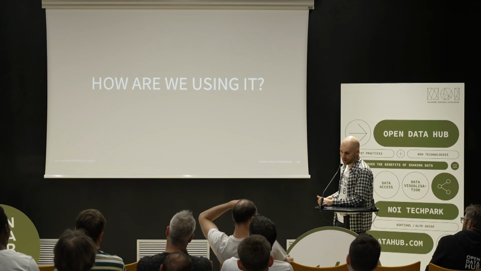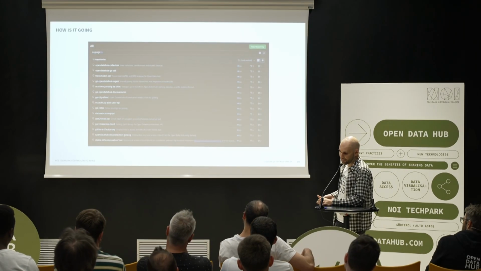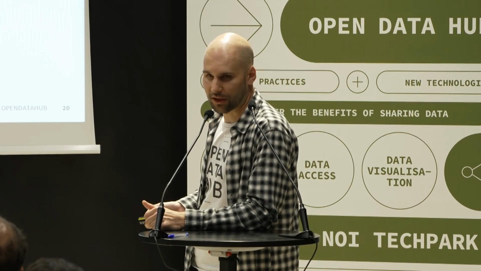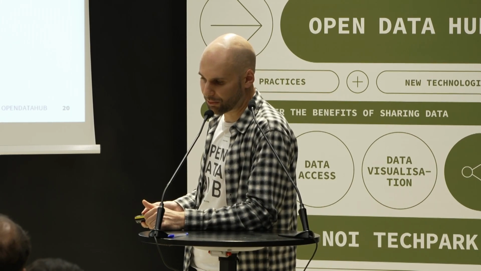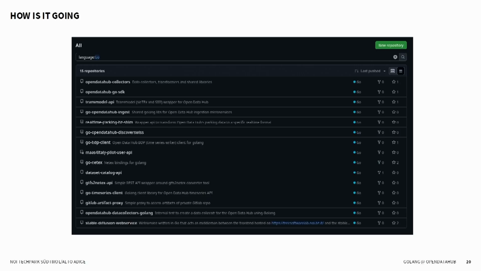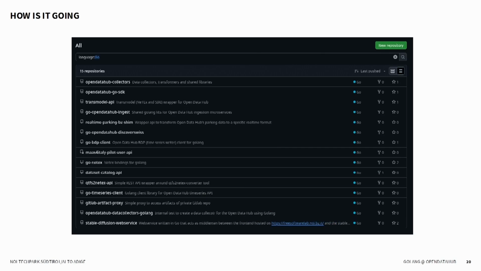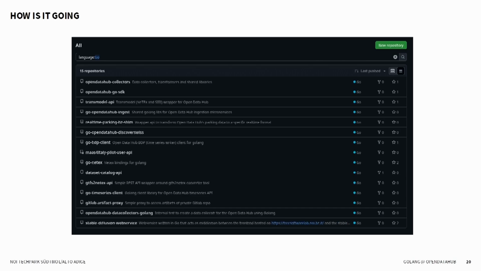So how is it going along? So how are we using it? Pretty much all our new stuff is done in Go nowadays. So these are the repositories from our GitHub organization. And yeah, it's like, I don't know, 15 repositories. They're all written in Go. All our new data collectors are written in Go. And so far, we like it a lot.